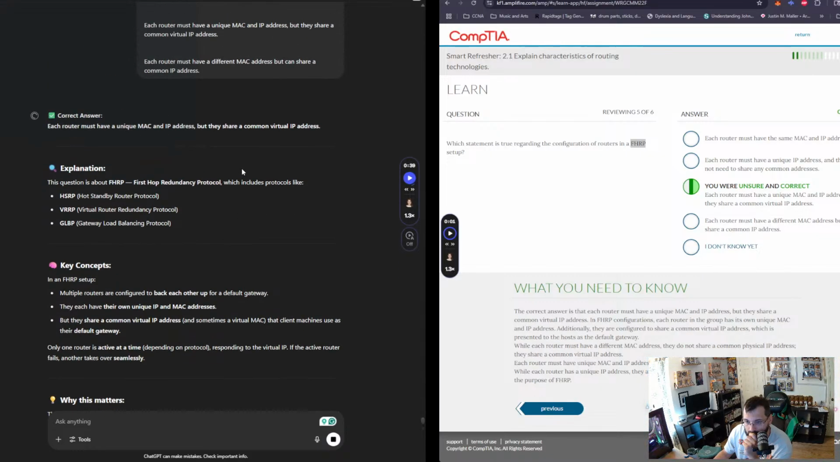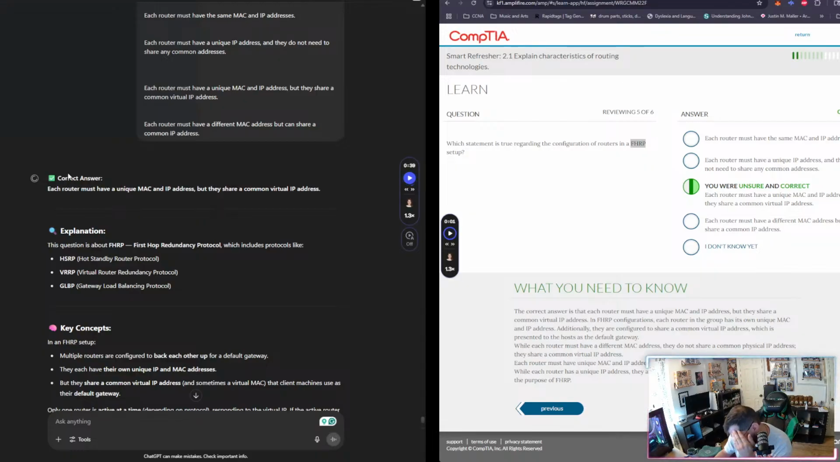Correct answer: each router must have a unique MAC and IP address, but they share a common virtual IP address. Explanation: this question is about FHRP, First Hop Redundancy Protocol, which includes protocols like HSRP, Hot Standby Router Protocol, VRRP, Virtual Router Redundancy Protocol, and GLBP, Gateway Load Balancing Protocol.